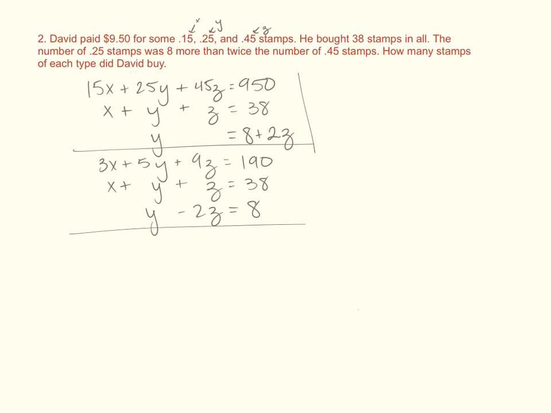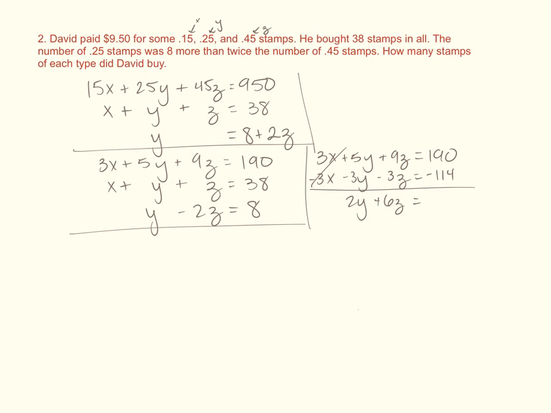Okay? So first thing we're going to do is we need to get rid of that x in the second equation. So we're going to transform it by multiplying it by a negative 3. So we get negative 3x minus 3y minus 3z is equal to negative 114. The x's cancel out. I'm left with 2y plus 6z is equal to 76.